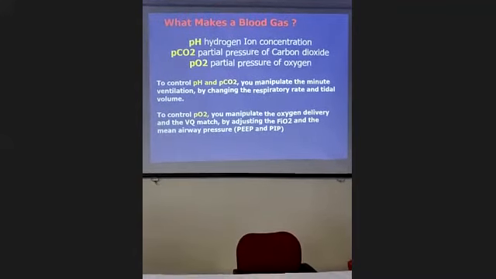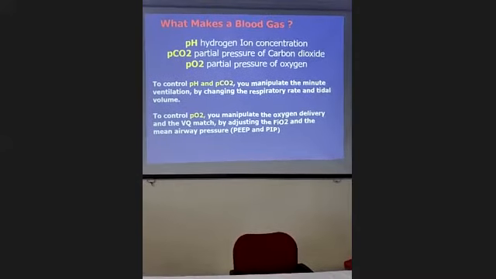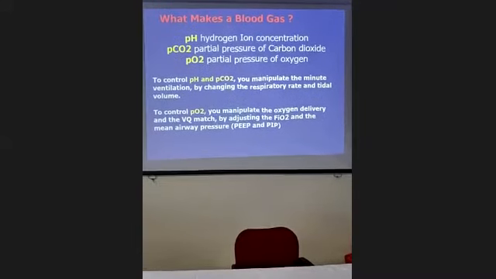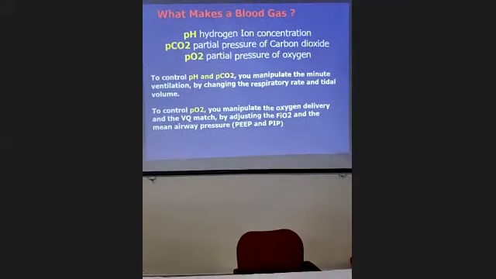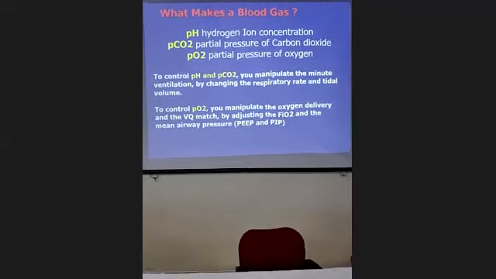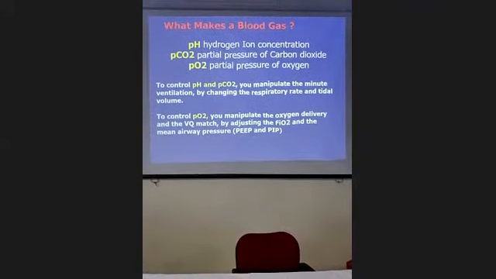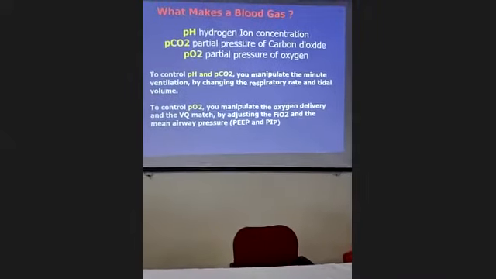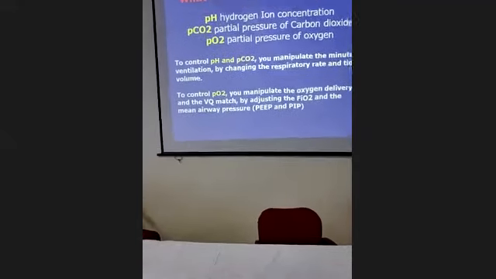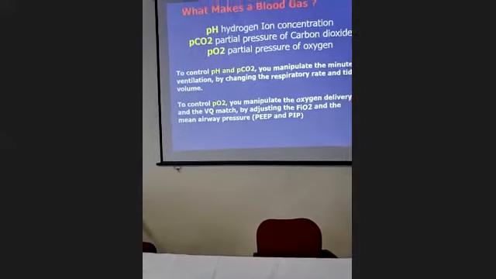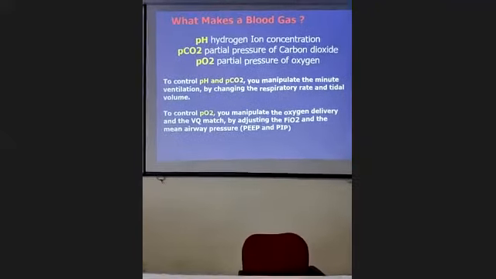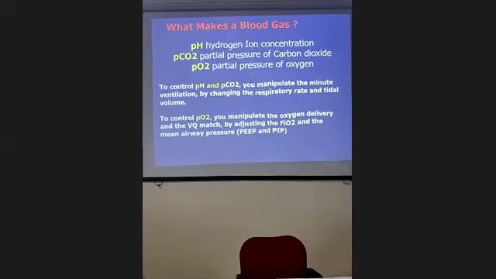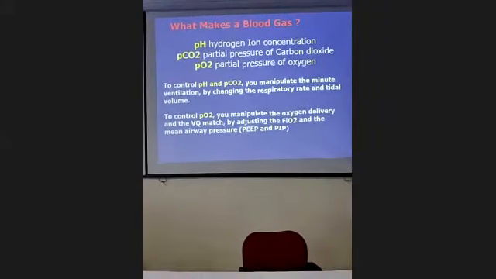And the control of pH and PCO2, you can manipulate by manipulating the minute ventilation, or by changing the respiratory rate and tidal volume. Whereas the control of partial pressure of oxygen, you can always manipulate by increasing the FiO2, or you can adjust the PEEP. If your patient is in pressure control ventilation, then peak inspiratory pressure, that also you can increase. So peak inspiratory pressure, PEEP and FiO2, these three things are the main regulatory factors for deciding the partial pressure of oxygen. And for PCO2, as I said, it is the minute ventilation as well as respiratory rate.